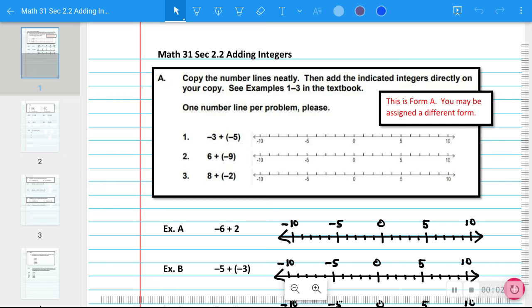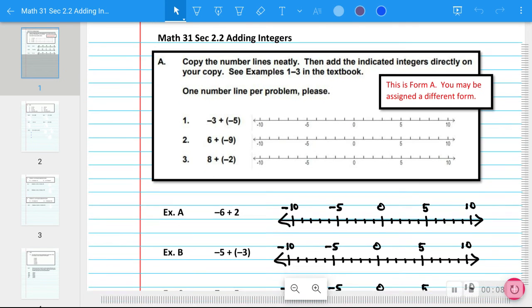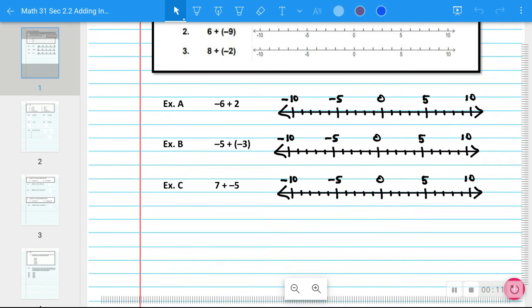Okay, this is Math 31, section 2.2, and we're learning how to add integers in this section. The first few problems here, we're going to illustrate this with a number line, and if you read the directions, you're supposed to do exactly as I'm doing here. In other words, copy a nice, neat number line as shown in the examples.